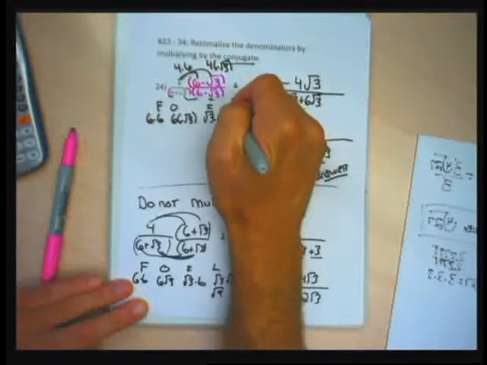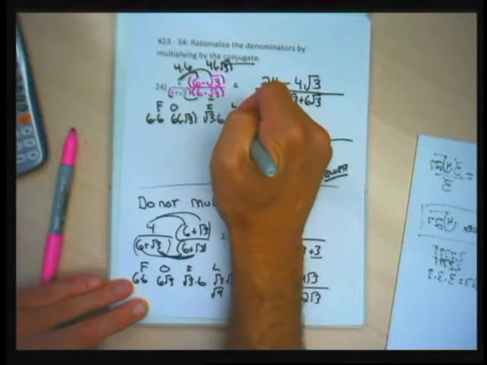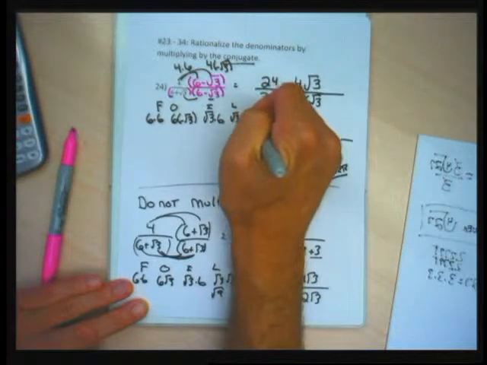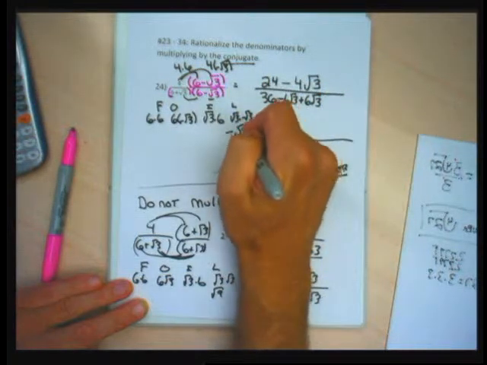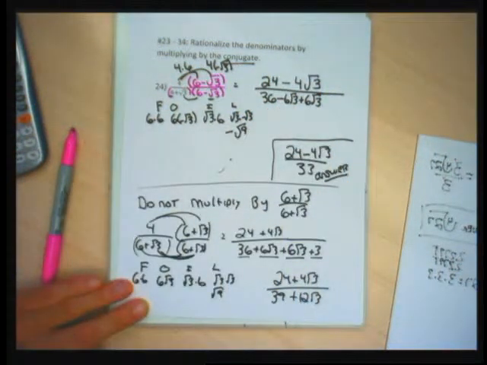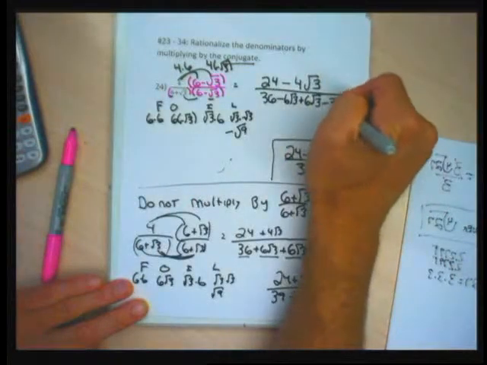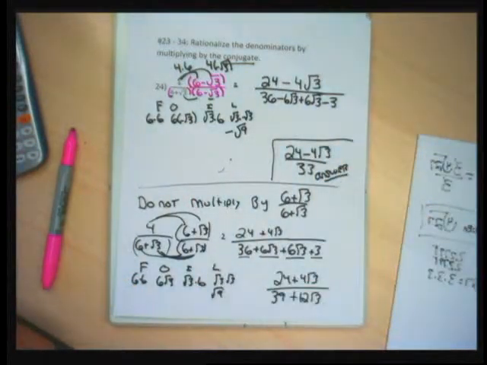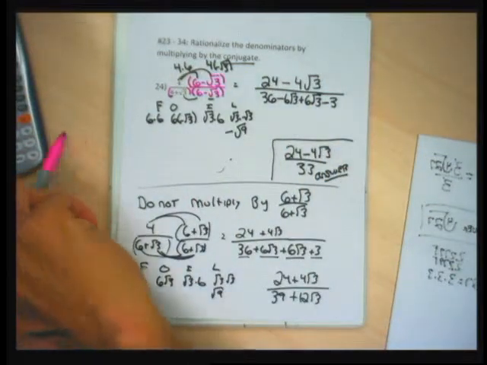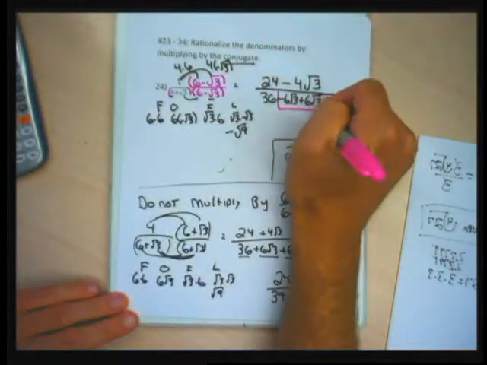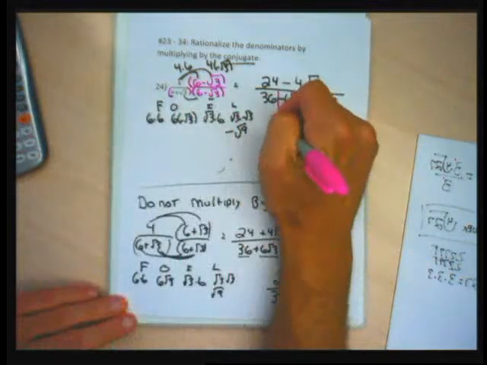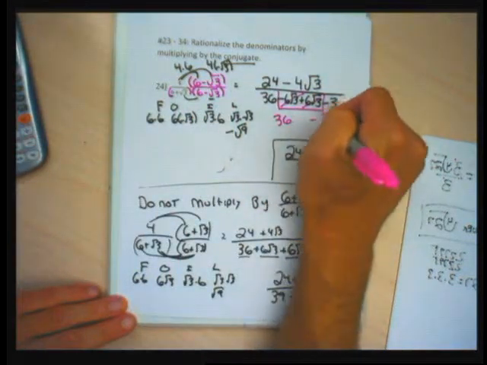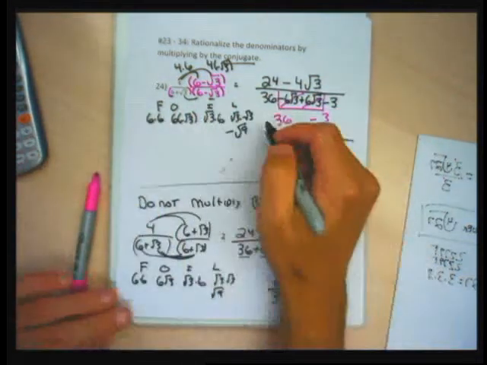And then the lasts are a positive square root of 3 times a negative square root of 3. Positive times a negative is a negative. Technically, it comes out to negative square root of 9. But I'm just going to write minus 3 because that's what square root of 9 is. In the denominator, these cancel because they're opposites. To reduce the denominator, I just take the 36 and the minus 3, and they reduce to the 33.